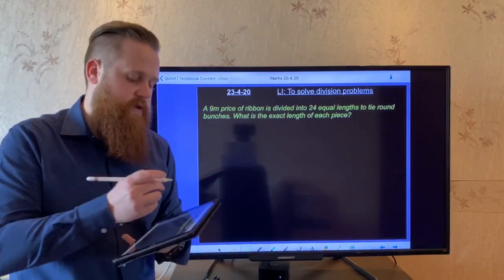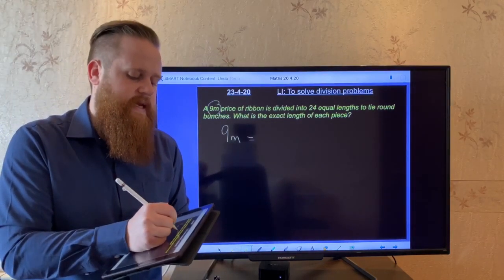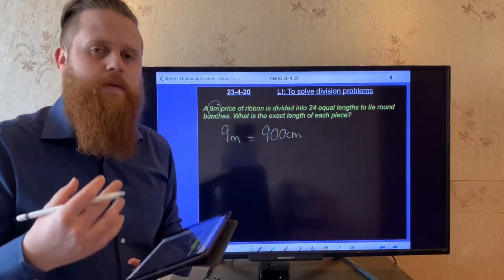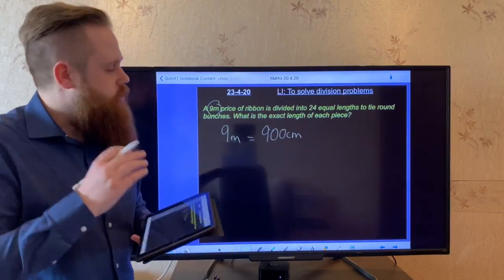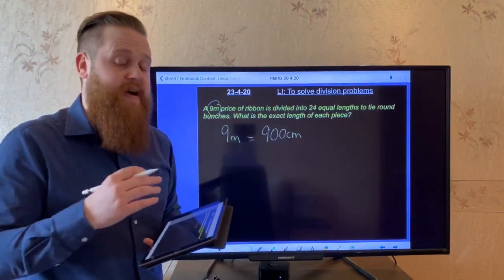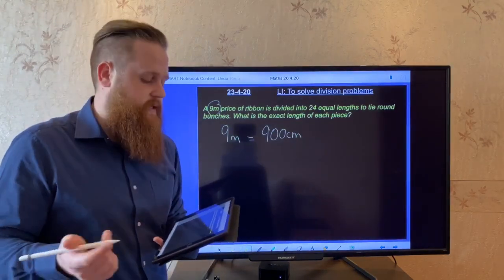So I'm going to change this 9 metres here. I know that 9 metres is 900 centimetres. And that just might make it a little bit easier to work out. So I've got 900 centimetres, okay? And I'm dividing that into 24 equal parts. So I know that I'm going to be dividing by 24.